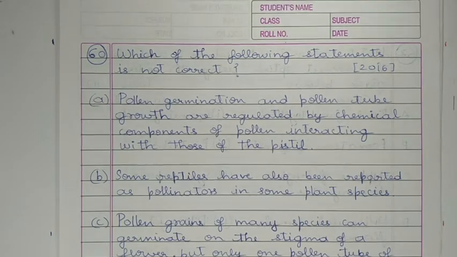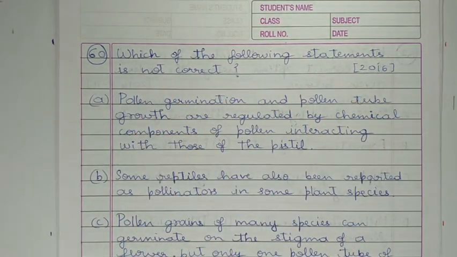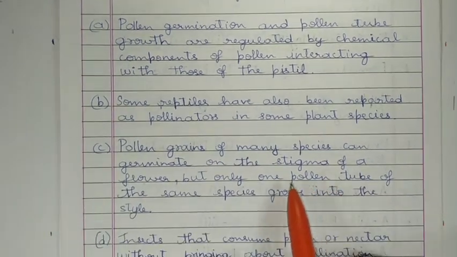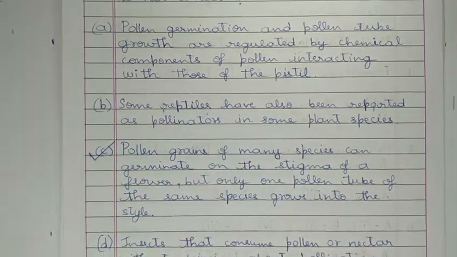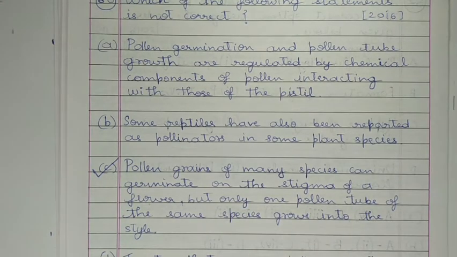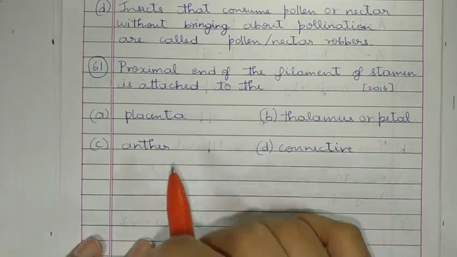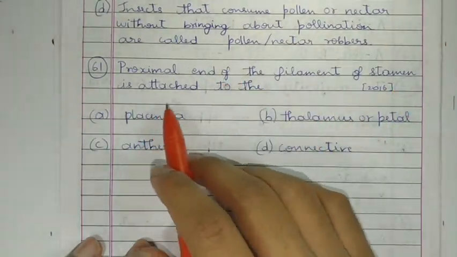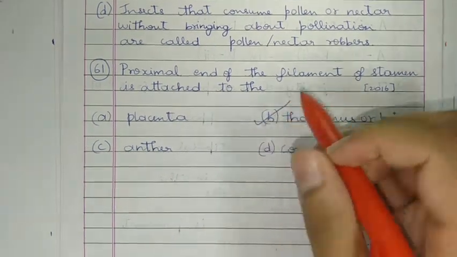60. Which of the following statements is not correct? Pollen grains of many species can germinate on the stigma of a flower, but only the pollen tube of the same species grows into the style. C is wrong, because pollen grains of many species cannot germinate on the stigma of a flower. 61. Proximal end of the filament of stamen is attached to the thalamus or petal.